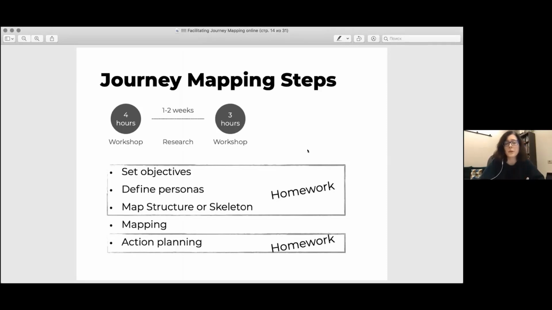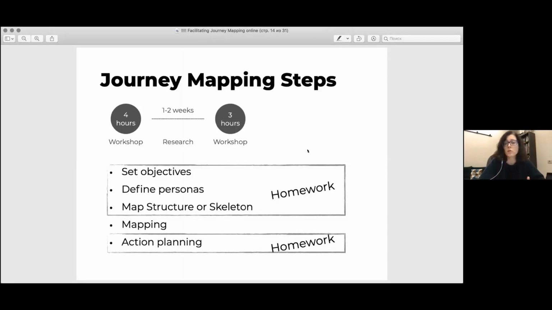Another trick we can actually play with is what we do during the workshop and what we do as homework. For example, if you think about it, a lot of things could be done as homework. You can discuss objectives before the workshop.